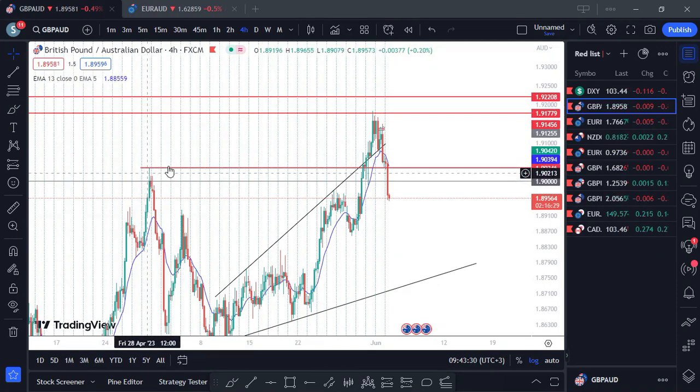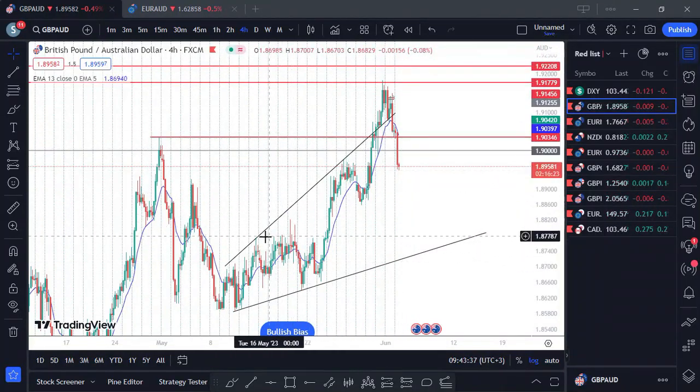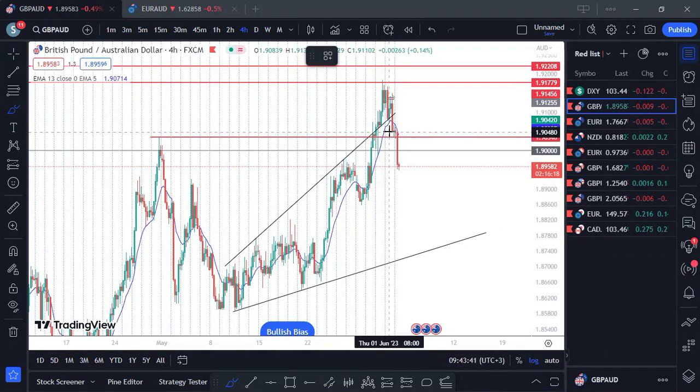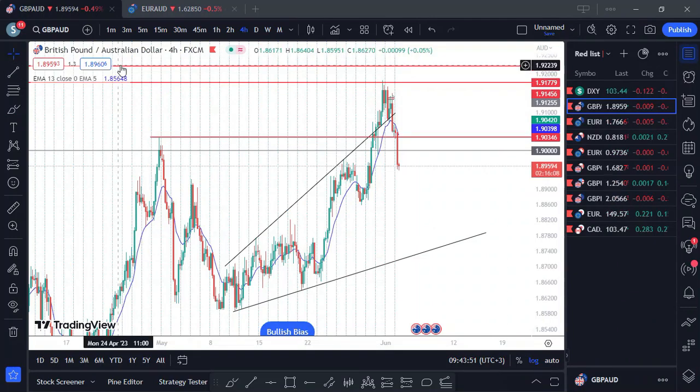As you can see, it came through here, it reacted a bit, then it went through. This was also some sort of a third touch, but there was no confirmation here. That's the most important thing, because my confirmations, I take them on the 4 hour. So there was no confirmation here, so I left it. I didn't take the trade there.